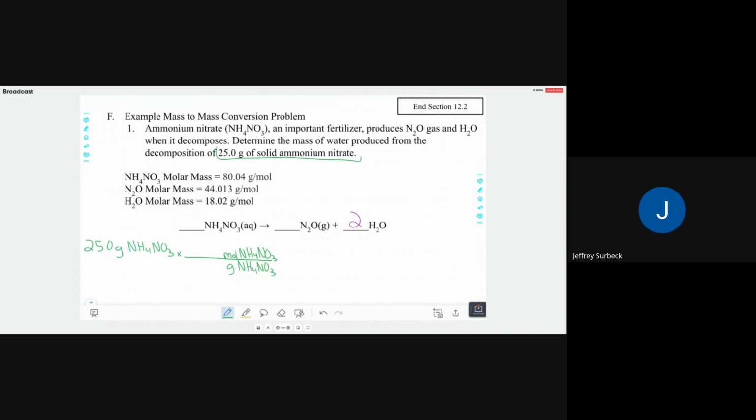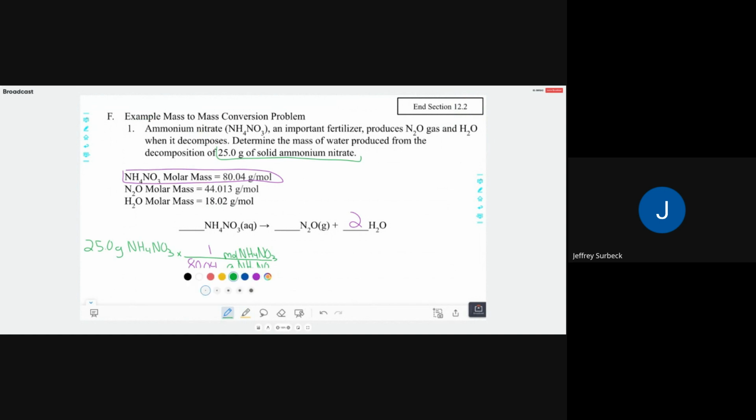We see G and mole on top, so we got to use the molar mass. Molar mass of ammonium nitrate is 80.04. That number is attached with G for gram. So in this case, is that 80.04 going to go on top or on bottom of this conversion? It's going to go on bottom with G for gram. So we have 80.04 grams to 1 mole. All right, that's conversion 1 of 3.